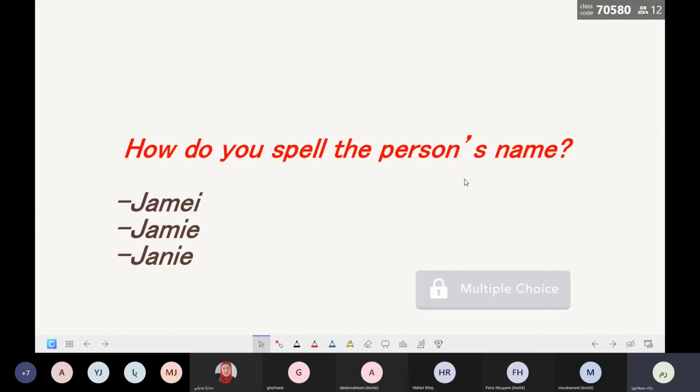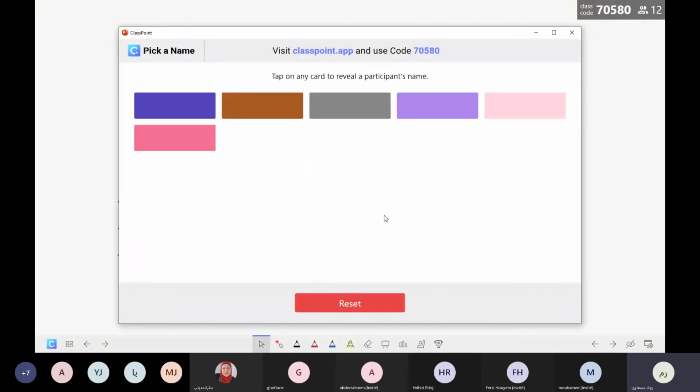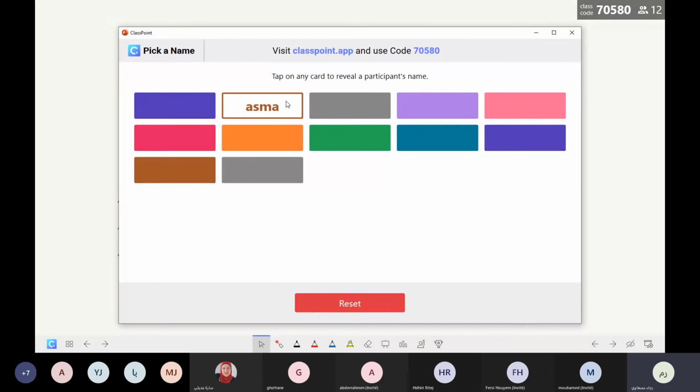How do you spell the person's name? You have three different spellings for the name Jamie. Which one is the correct one? As usual, the class only gives you a few free questions, so I can't ask more. If you want, you raise your hand or I will choose. I repeat. How do you spell the person's name? It is the first, the second, or the third.